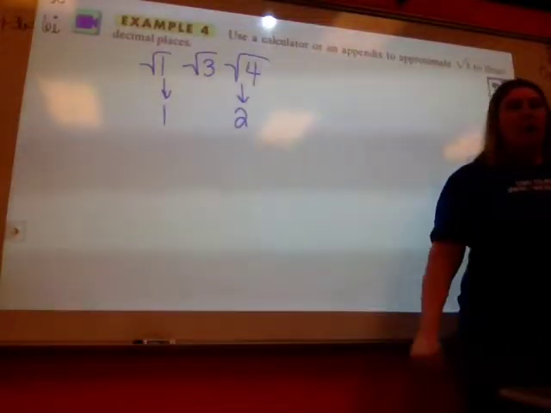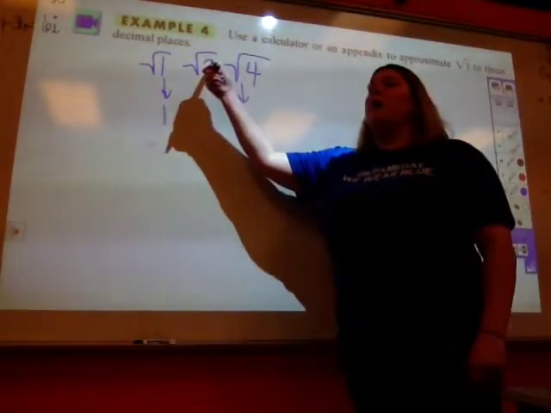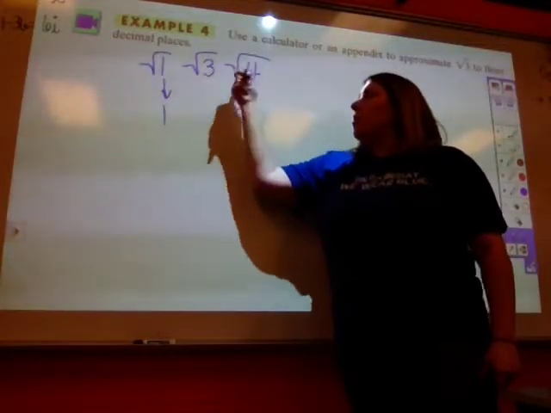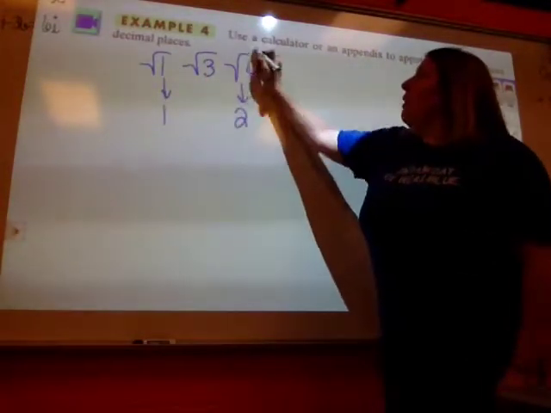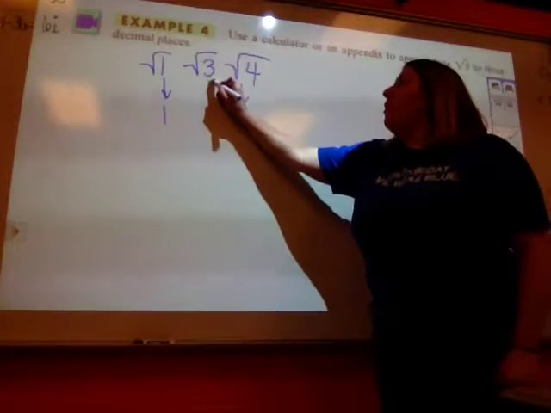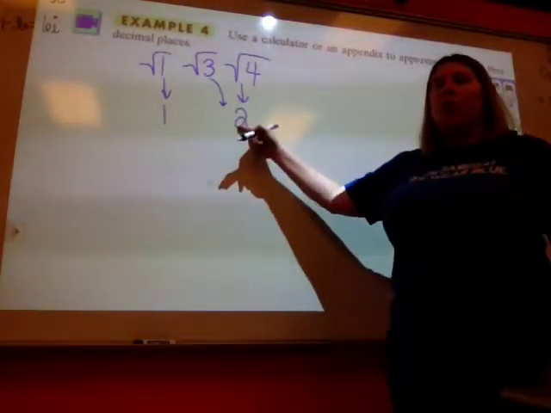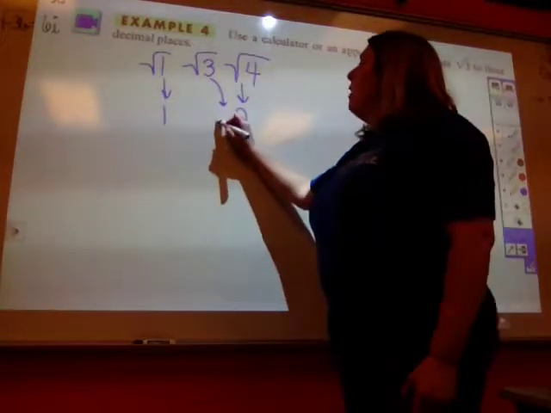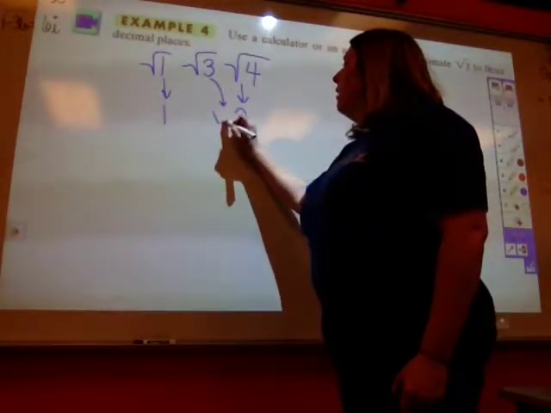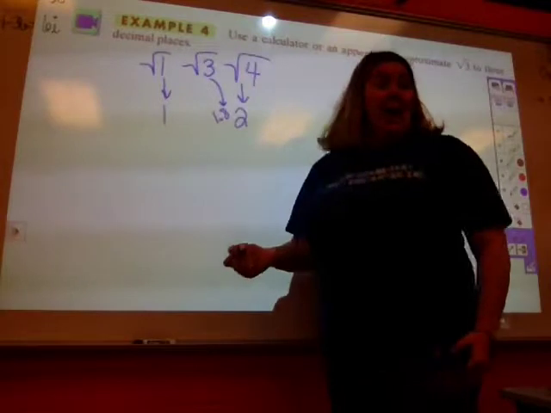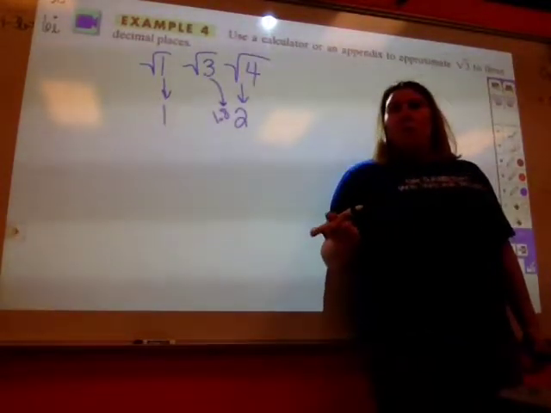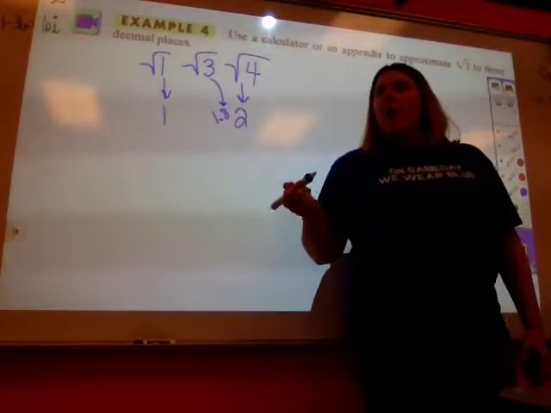Do we all agree? And the square root of 3 is closer to which one of these? It's closer to the square root of 4, right? So that means my square root of 3 is probably going to be somewhere closer to 2. So maybe it's somewhere around 1.7. I would say 1.8 if I had to guess. Okay?